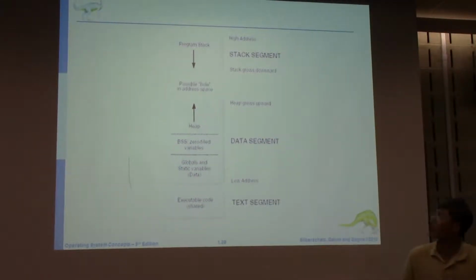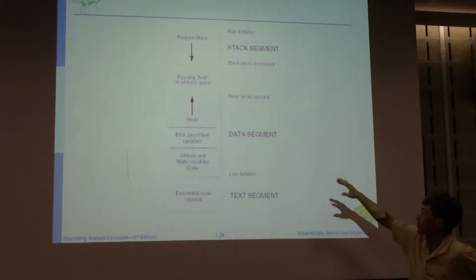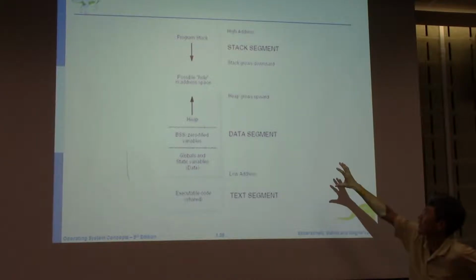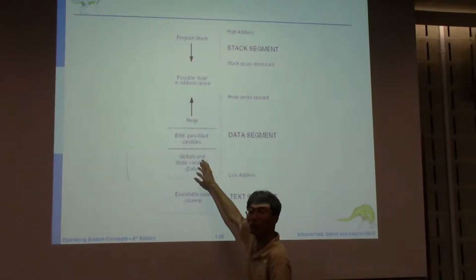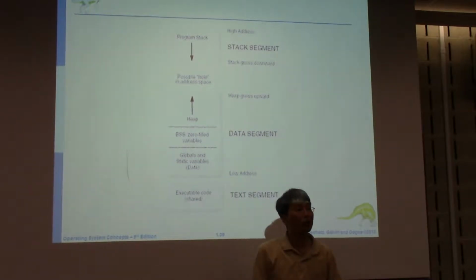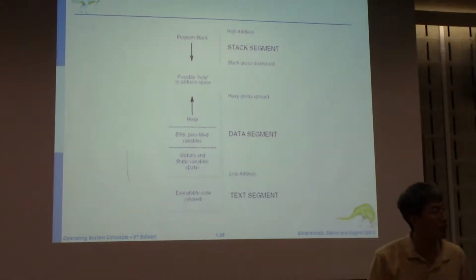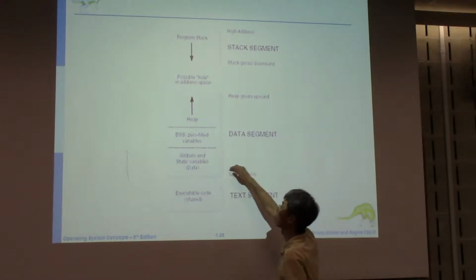Okay. So basically, the process consists of the text segment and the data segment. It has a global variable. Global variable should be accessible from all your threads, which we are going to discuss later. Within your program, they should be accessible.